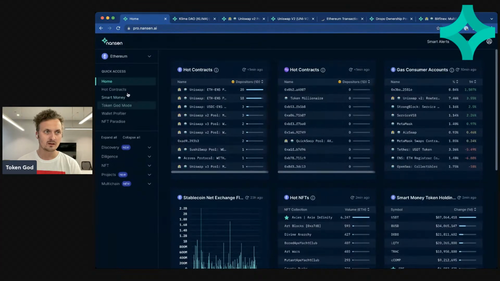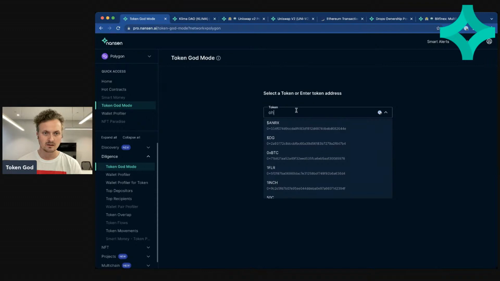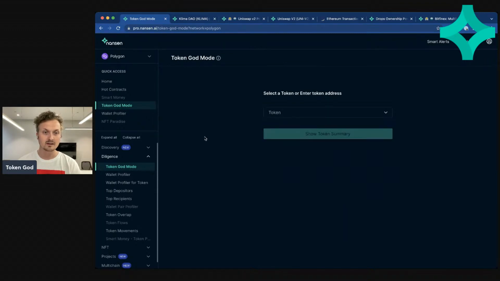I'm going to check that here in the background. Let's see. Let's look at Polygon. Let's look at token God mode and see. Yeah, okay. So it's only on ETH. So that makes it a little bit tricky to look at the overlap.